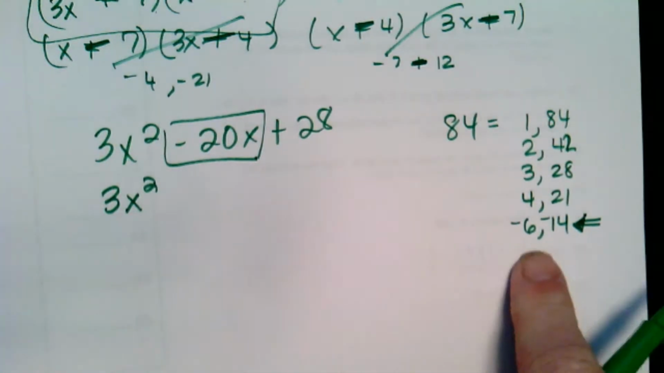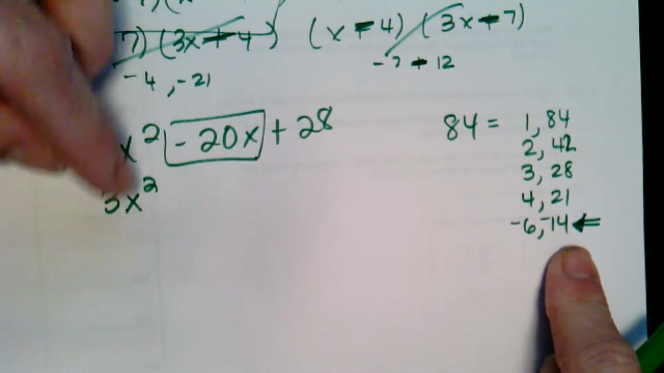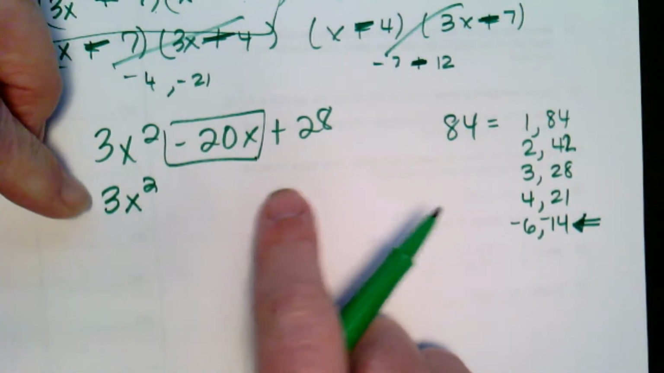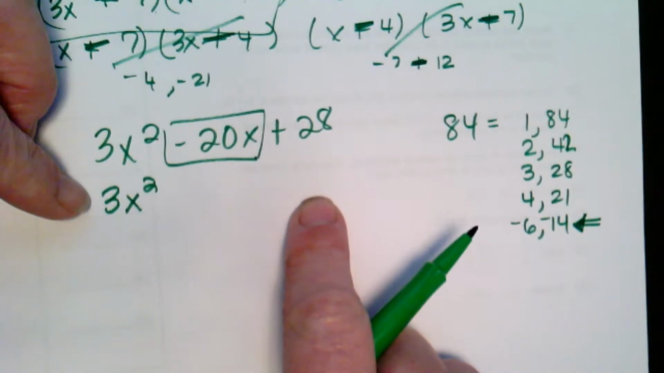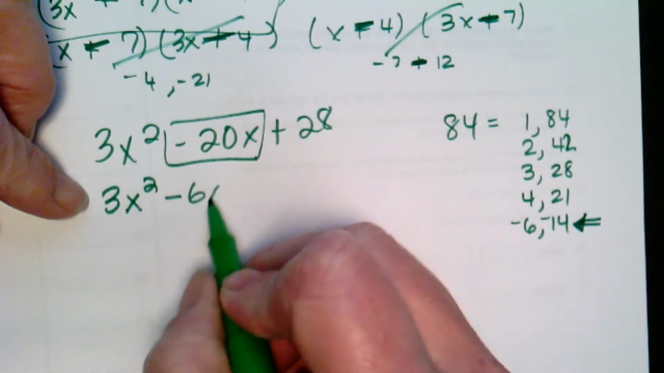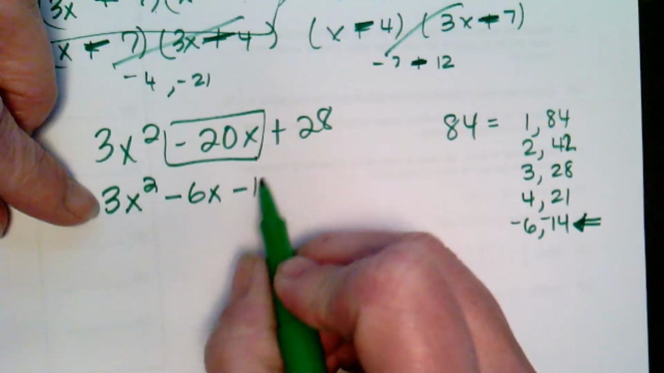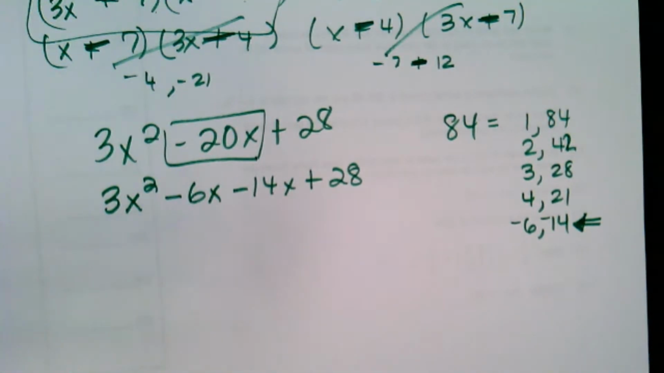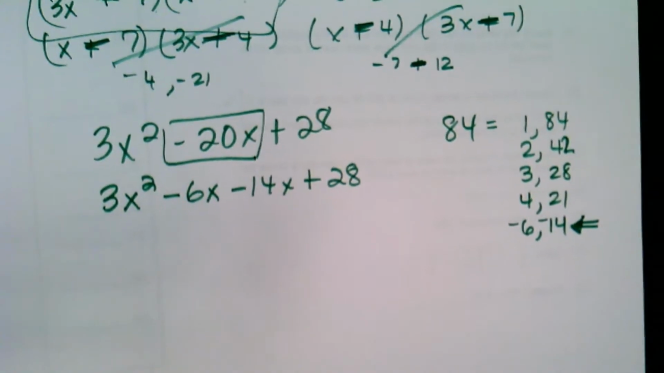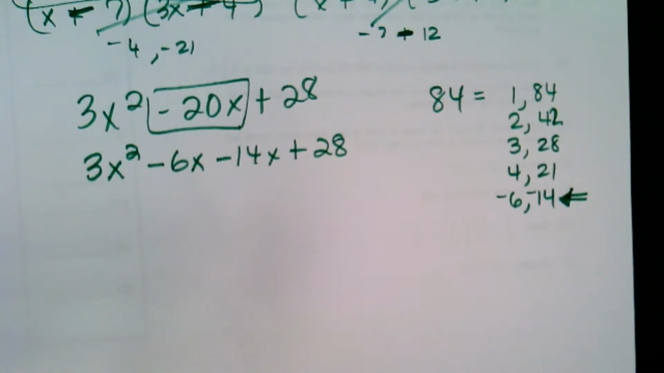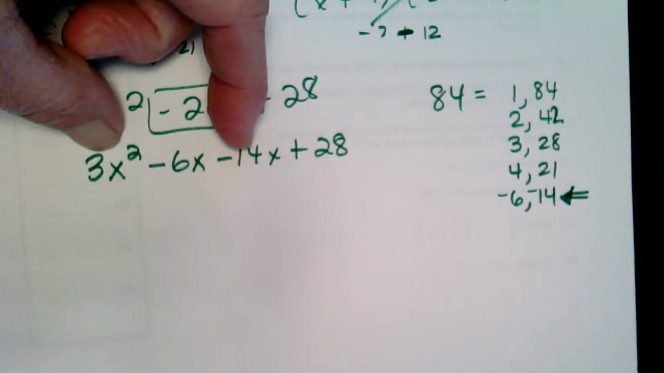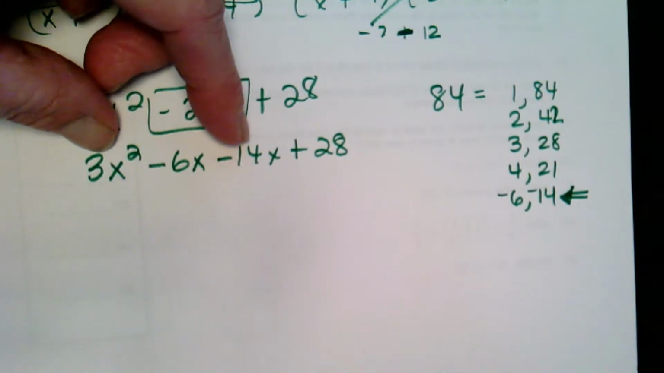Now I want to write them in such a way that whoever goes next to the 3 has something in common with it, and whatever goes next to the 28 will have something in common. So in this case I want my 6 with my 3 and my 14 with my 28. And by doing it that way, we can group them together, and then it makes it a whole lot easier. If I flip-flop it, if I put my 14 with my 3, those have nothing in common. So I would already be stopped.